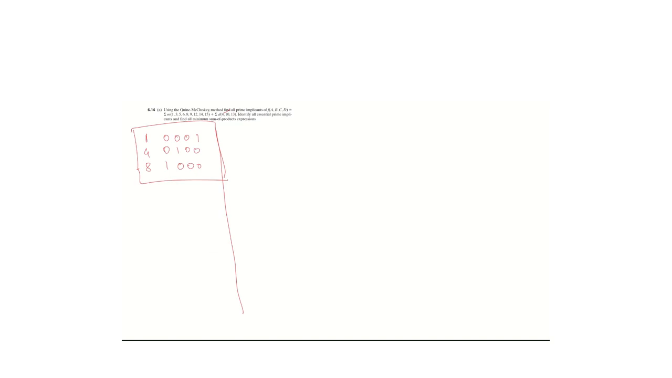Now we'll go one step ahead and find all terms which have 2 ones out of 4. So 3 has 2 ones, then 5 has 2 ones, 6 has 2 ones, 9 has 2 ones, 10 has 2 ones, 12 has 2 ones.